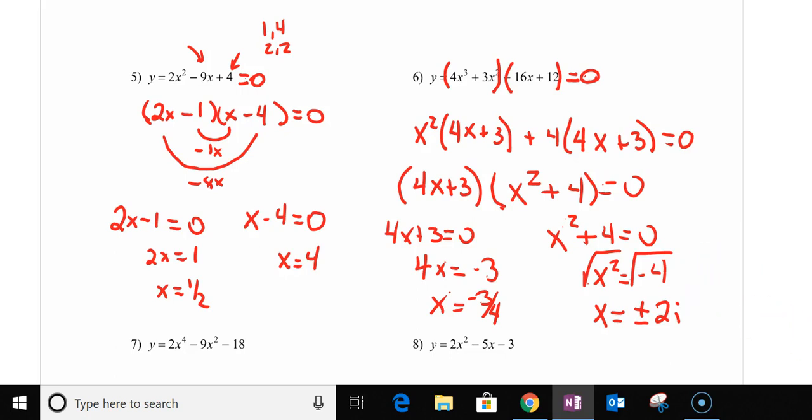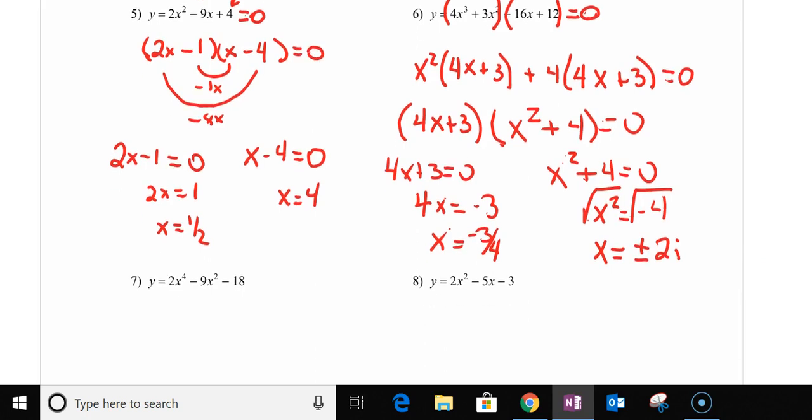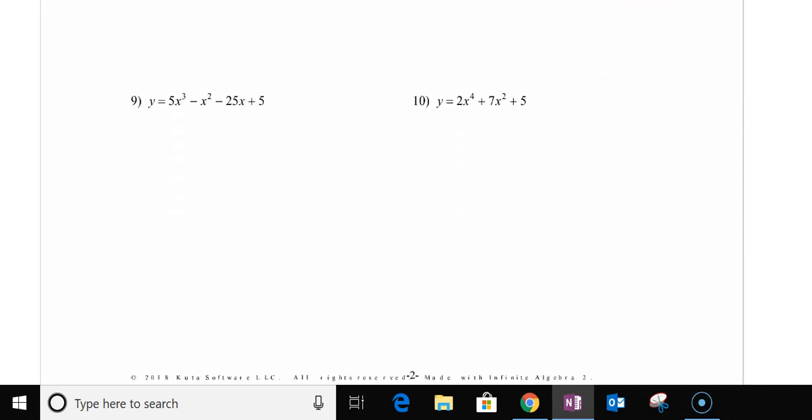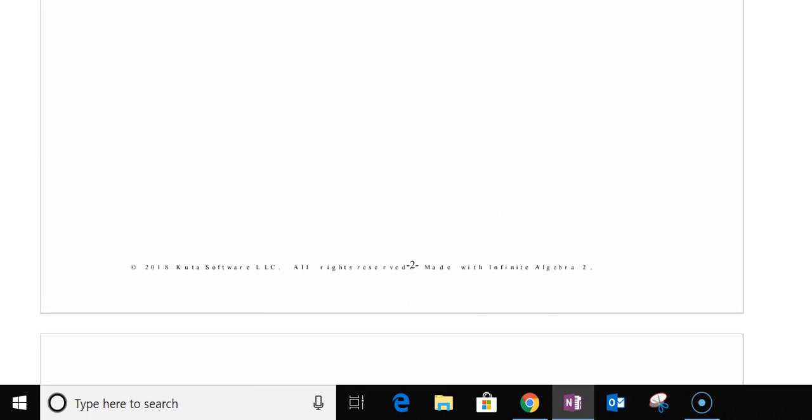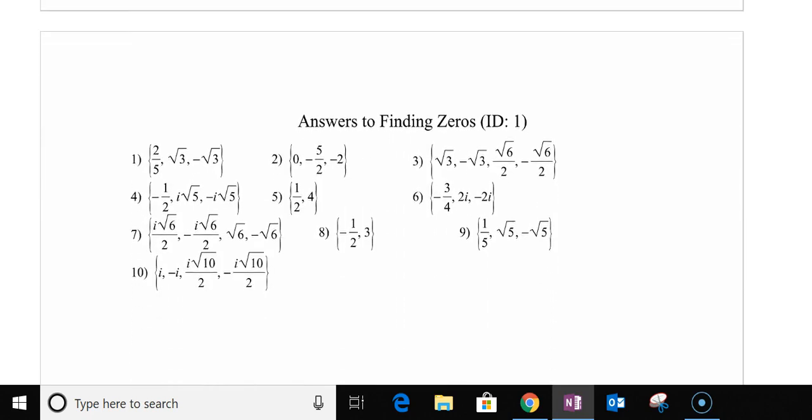So what I'd like for you to do for homework is the rest of this page. There's 10 problems. I did 4 of them with you. And you're going to do the rest. And then I would like for you to notice that if you go to the very bottom, there's the answers. And you can see whether or not you got the same answers that I did. So good luck, and I will see you tomorrow.